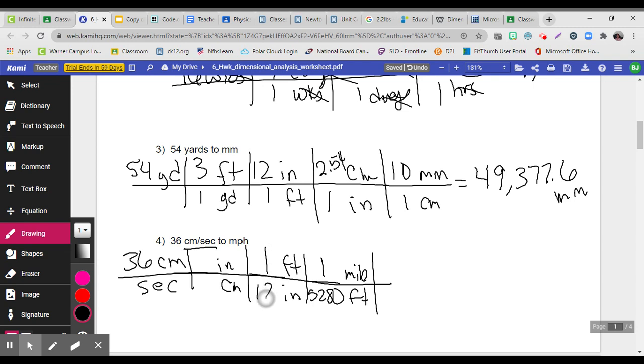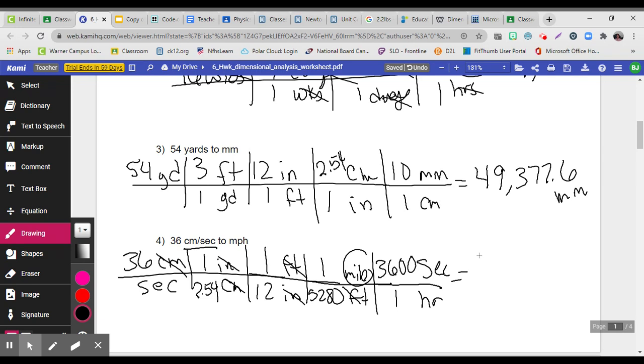So we know 1 mile is equal to 5,280 feet. 1 foot is equal to 12 inches. 1 inch is equal to 2.54 centimeters. So now we're in miles. Feet are canceled, inches are canceled, and centimeters are canceled. But our time is wrong. This will be seconds here, mainly because our seconds are here, so diagonally we have to put seconds here. Hours will go on the bottom. We know that 1 hour is equal to 3,600 seconds. Multiply across the top, divide it by the bottom.